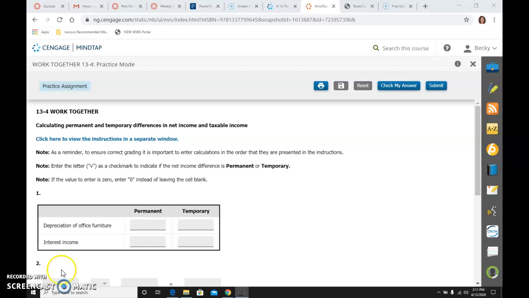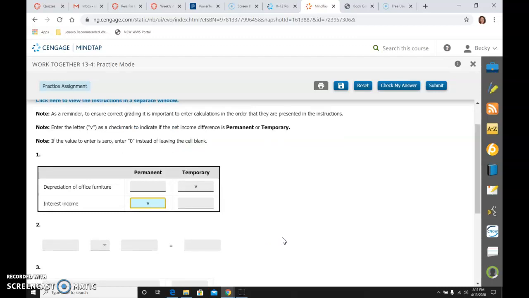So the first step is to identify each difference between net income and taxable income as permanent or temporary. It says to use a check mark. Depreciation, like we talked about, is a temporary difference because the book and tax will catch up and ultimately end up having total depreciation of the same amount. Interest income is a permanent difference, because if it's on a tax-exempt bond, for tax purposes we will never record the income. Only for book purposes will we record the income.